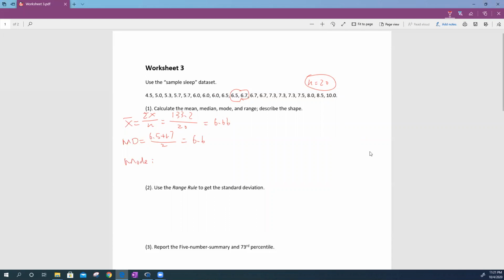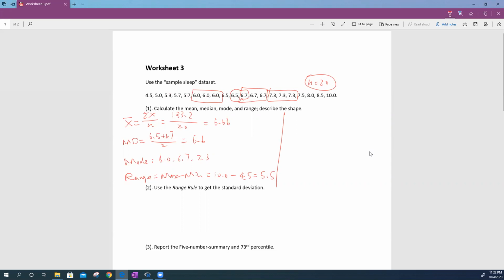And then what's the mode? So we have 3 times for 6.0, 3 times for 6.7, and 3 times for 7.3. So we have multimodal here. So we have 3 modes. Okay, that's the mode. And then we want to look at our range, which is the maximum minus the minimum. Since this data is already properly ordered, we're good. Just look at the largest, which is 10, and then minus 4.5. So we got 5.5 as our range.